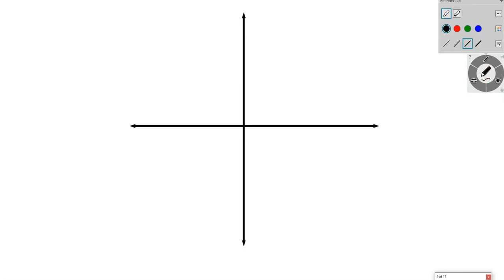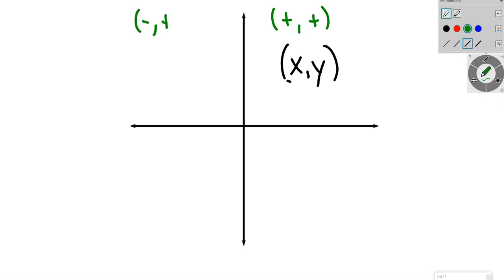So we're always going to start with an (x, y) over here, okay? And we're going to talk about what the signs are in each of these quadrants. So the signs here are positive and positive, right? The signs up here are negative and positive. The signs down here are negative and negative, right? And then the signs in this quadrant are positive and negative, okay?